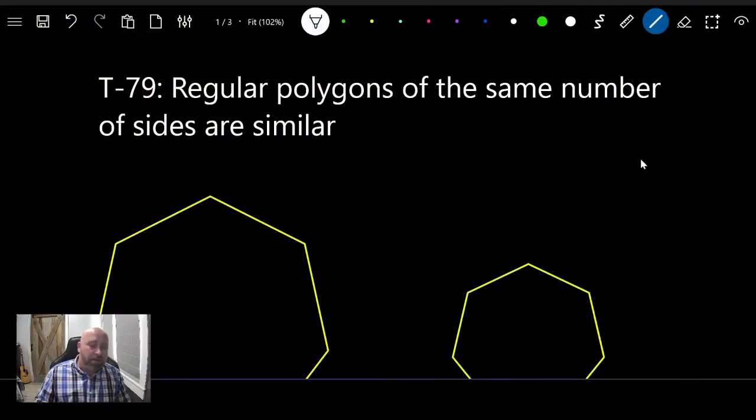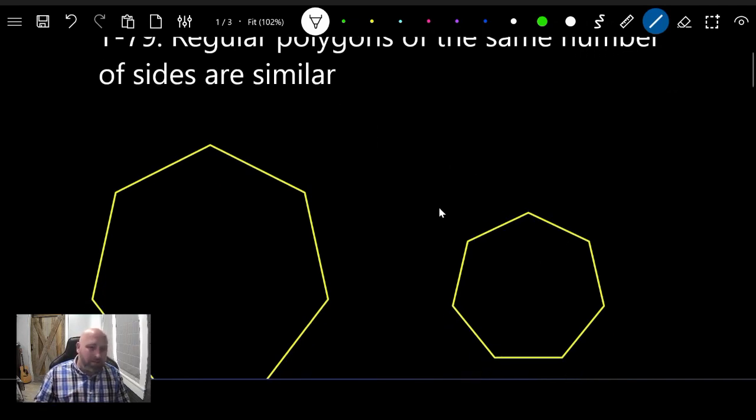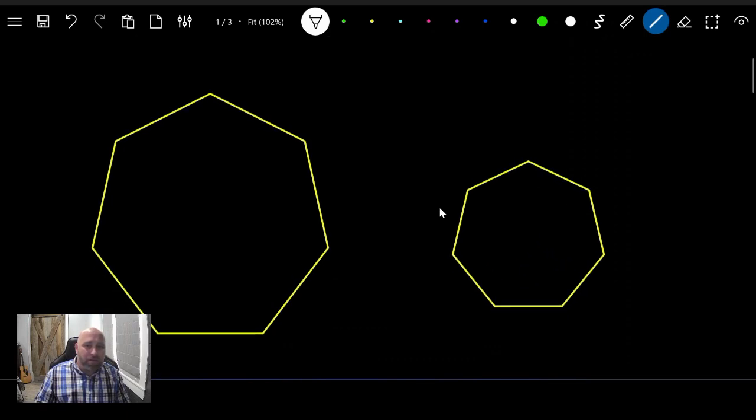All right, so let's jump into it. Go ahead and open up your books there, and then you can look down here on the screen. Theorem 76 says that regular polygons of the same number of sides are similar. This should make sense to you, kind of as we've been going through this. It should be like, yeah, of course they are.